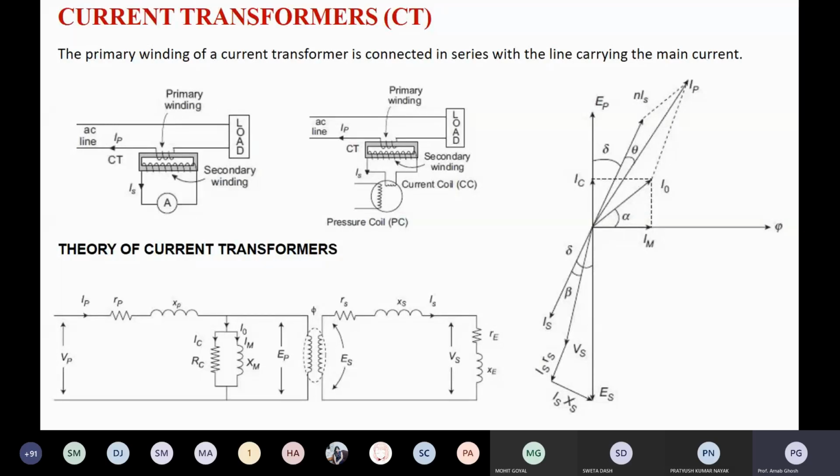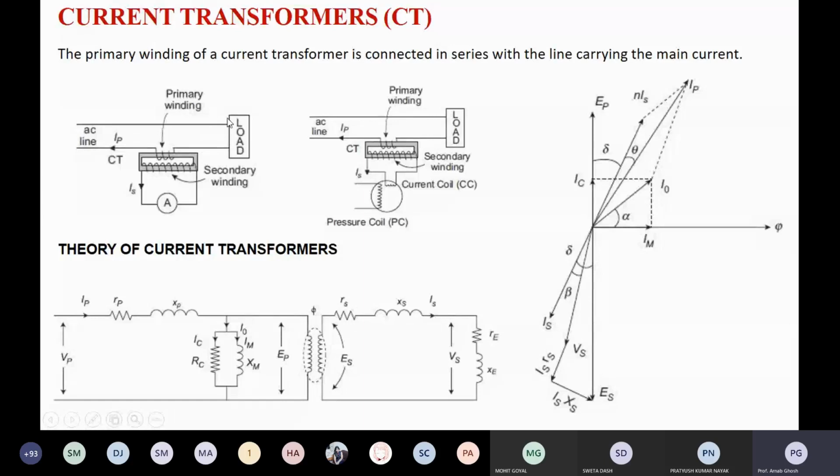So the input side current rating is 1000 ampere and on the secondary side you will get a current rating of 1 ampere. That's why it is written like that, 1000 is to 1. From this diagram it is very simple to understand that the CT primary is connected in series with the load and the AC line. On the secondary side one ammeter is connected, so the secondary current passes through that ammeter and you can find the current of that ammeter.